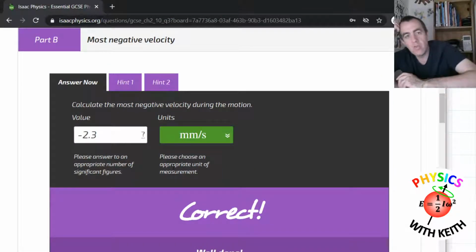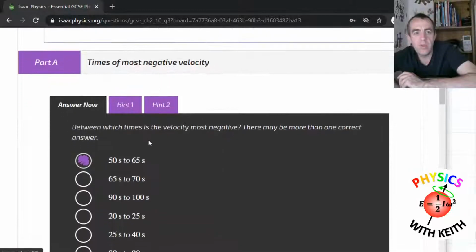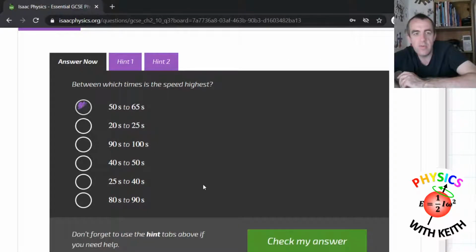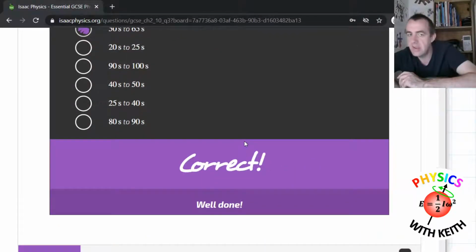That's the most negative velocity. It's also the highest speed. We just happen to be going backwards. And that was between the times of 50 and 65 seconds. So we can scroll down here and put 50 and 65 seconds again, and it's fine, it's correct.